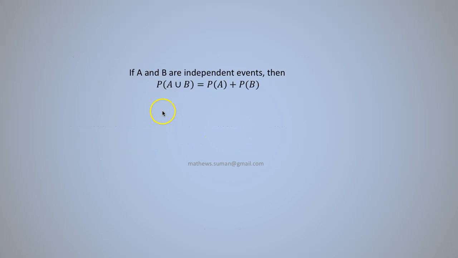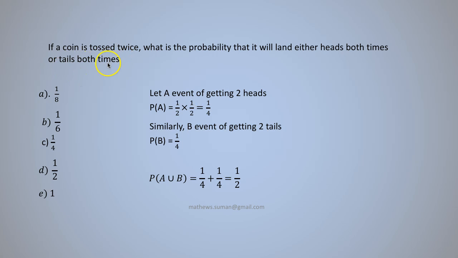This is a basic theorem on probability which states that if A and B are independent events, then probability of A union B equals probability of A plus probability of B. A and B are said to be independent events if the occurrence of one event does not depend on the other. Coming to the next problem, if a coin is tossed twice, what is the probability that it will land either heads both times or tails both times?